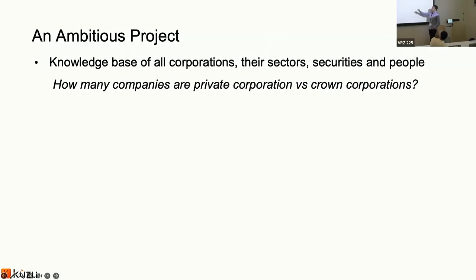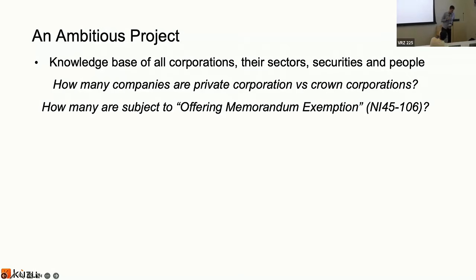And you want to answer questions like this: how many companies are private corporations versus crown corporations? In Canada, crown corporations are kind of like federal corporations, so they're called crown corporations. Anyways, my examples come from Canada because I live there. I could have given you a Z, but we don't say Z, we say Zed. So some of these things will be kind of Canada specific.